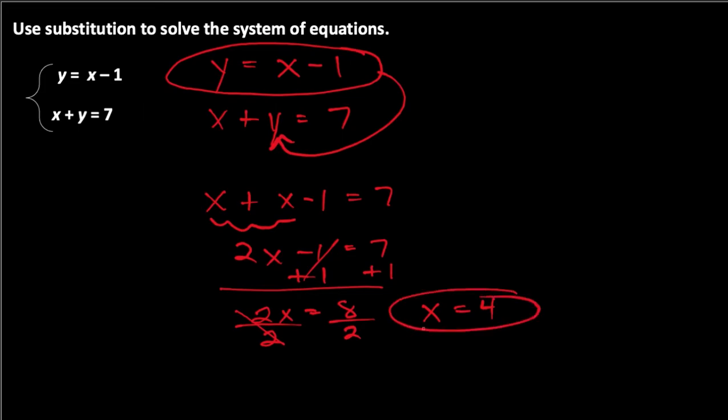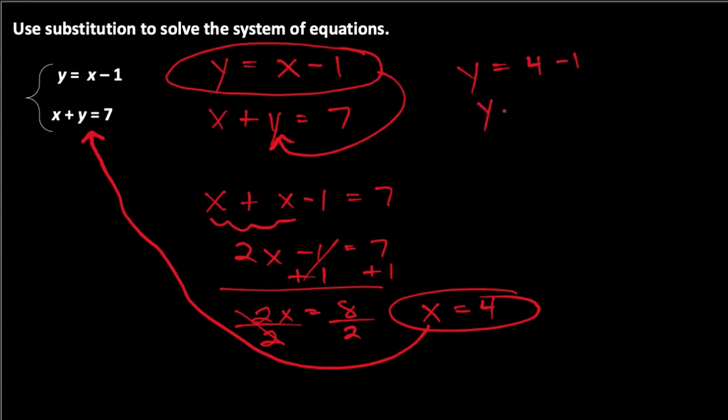We now substitute our x value to find y by plugging into either equation. Let's use our first one because it looks like the easiest one. So we have y is equal to x, which is 4, minus 1. So what is y equal to? The way that we write our answer is (4, 3).